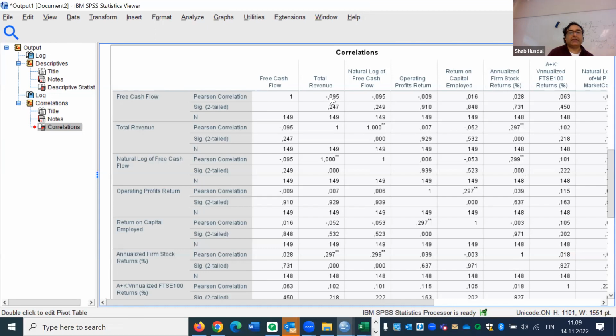And the correlation between free cash flow and total revenue was negative. And how do I know it? Because the sign was negative. Can you see the signs? Plus, minus. Plus we never write, but minus we do write. But look at this one. The correlation is positive. And look at the significance level. How much is this? 0%. And if the level of significance is 0%, how confident are you? 100%. So we are 100% confident that the correlation between the log of cash flow and the stock return is positive and significant.